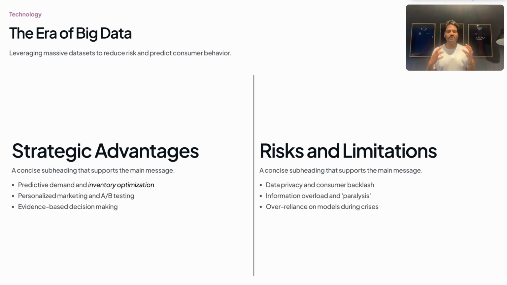We live in a world of big data, massive data sets that can be analyzed to find patterns and predict behavior of your customers, your employees, or all the stakeholders. How does this affect decision making? The first, we have strategic advantages. We can predict demand. Amazon knows what you want before you do based on your buying behavior.